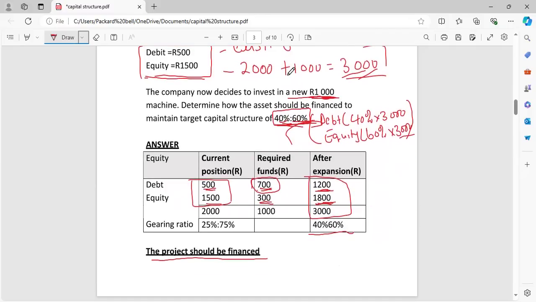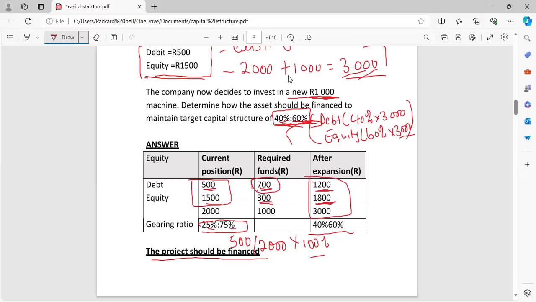Okay, sorry, I did not explain this one. Remember, we did gearing. This is our gearing ratio. What did we say the gearing ratio is? We say the gearing ratio is debt as a percentage of capital employed. Am I right? So if you want to get this 25%, it must be 500 over 2,000 times 100. Then it gives you this 25%. So the business is financed through 25% debt and 75% equity. So that's the gearing ratio.